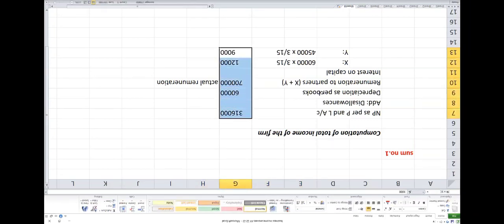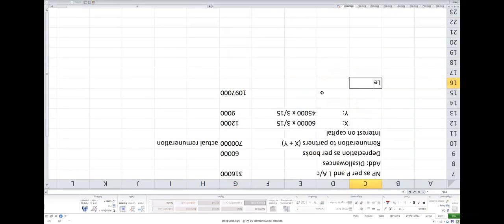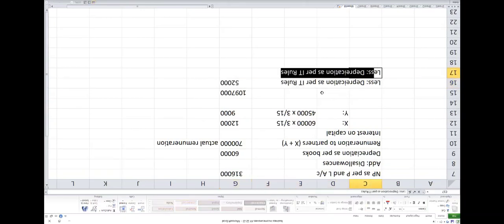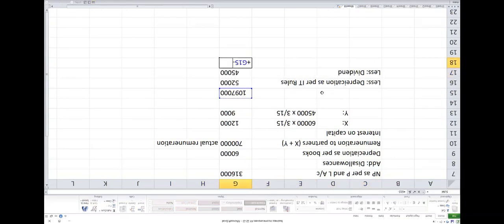The total comes to 10,97,000. Now less other items: depreciation as per IT rules, 52,000, and then dividend of 45,000, which is also deducted. After deducting these, what you get is called book profit. Now just one adjustment: less remuneration.